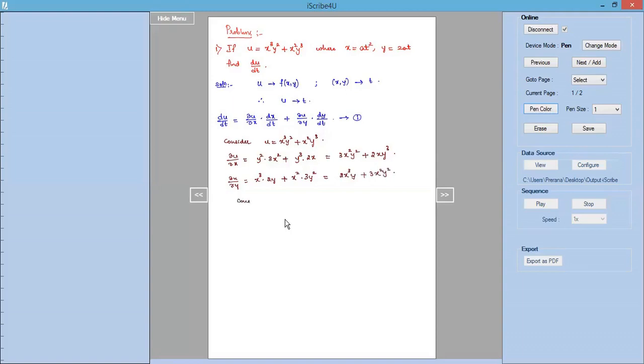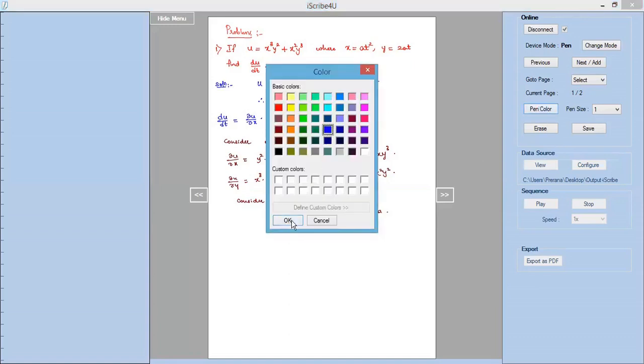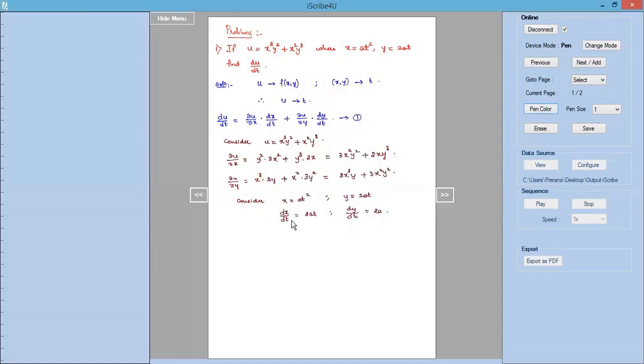Now we will consider x is equal to at squared and y is equal to 2at, and find out the derivatives dx by dt, which is 2at, and dy by dt, which is equal to 2a. So after all these, we will now substitute into equation 1 and simplify. While simplifying, we take care that we are writing all the terms in terms of t. t is the independent variable while finding du by dt.